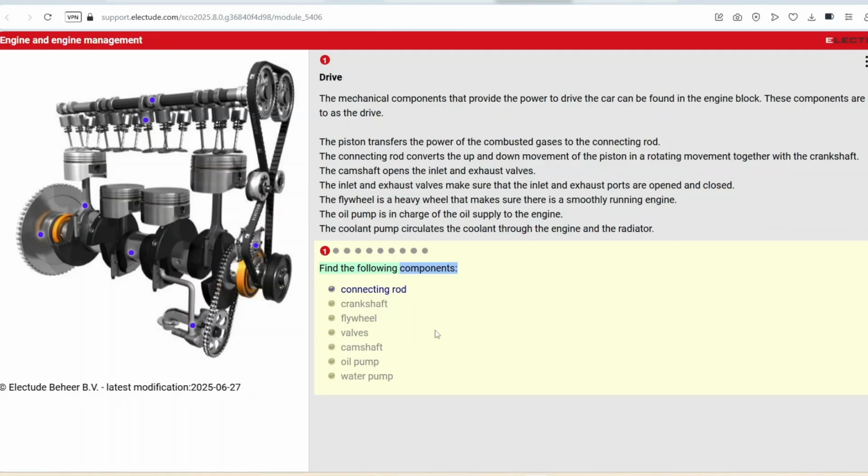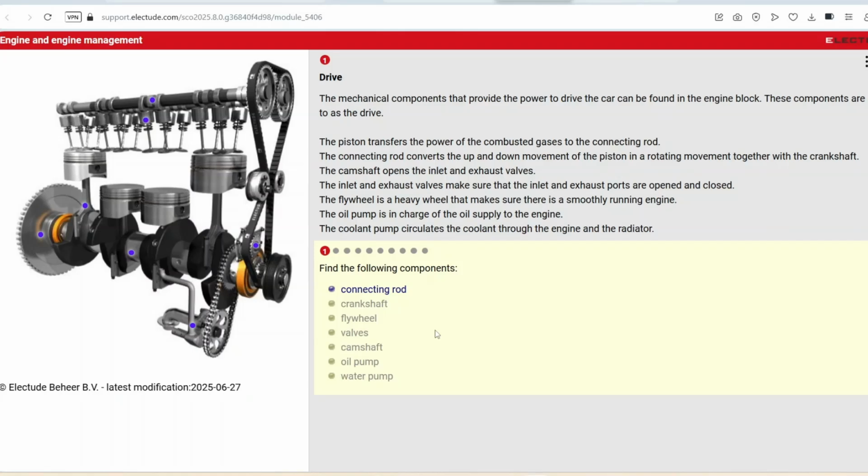Find the following components: connecting rod, crankshaft, flywheel, valves, camshaft, oil pump, water pump.